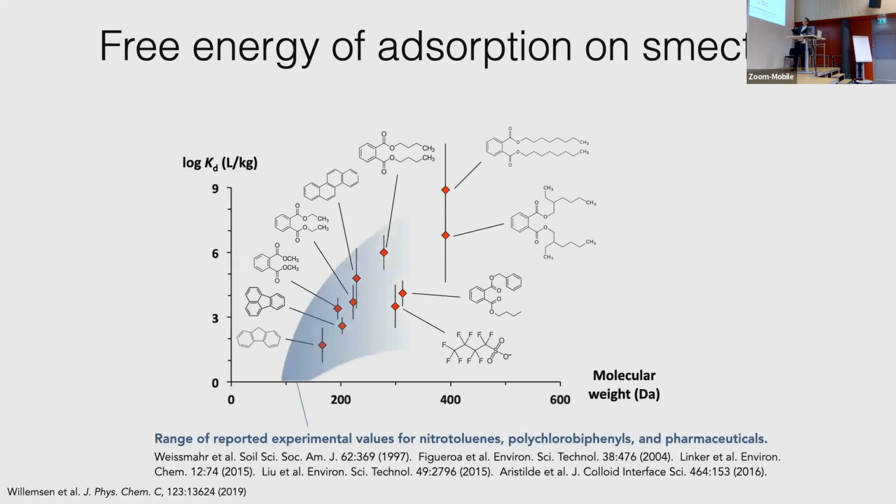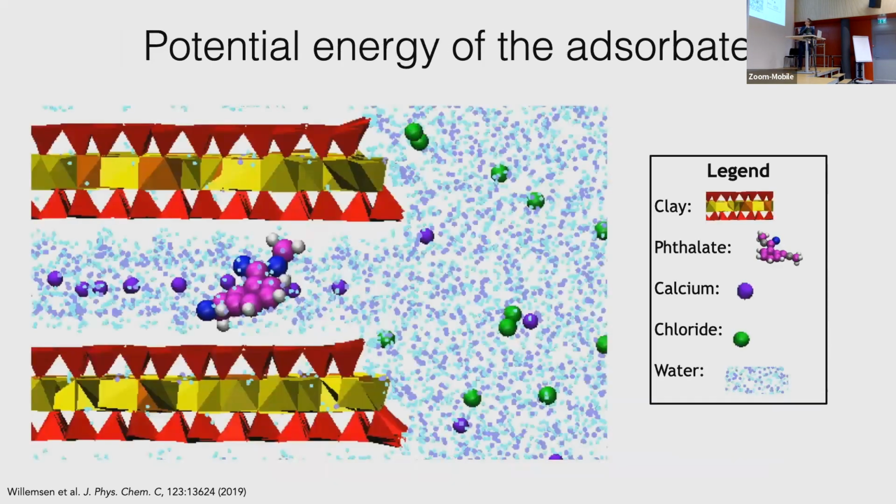There's not a huge amount of data in the literature, but when we compile it for folks that have studied the absorption of various things like nitrotoluenes and PCBs and pharmaceuticals onto this type of clay mineral, and we plot their results as log KD as a function of the molecular weight, it's also matching the range of values that we're observing here pretty nicely. Let's see. So we were basically just showing stuff that people had already shown using experiments, but that's okay.